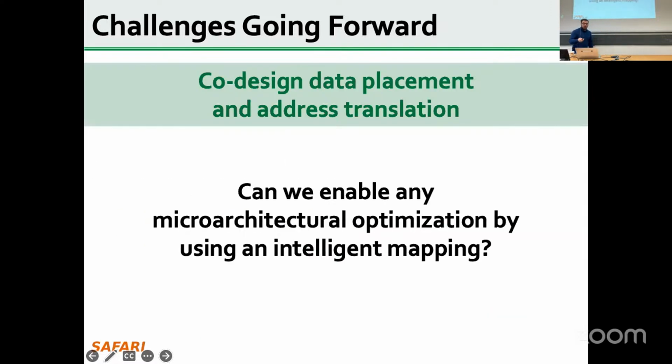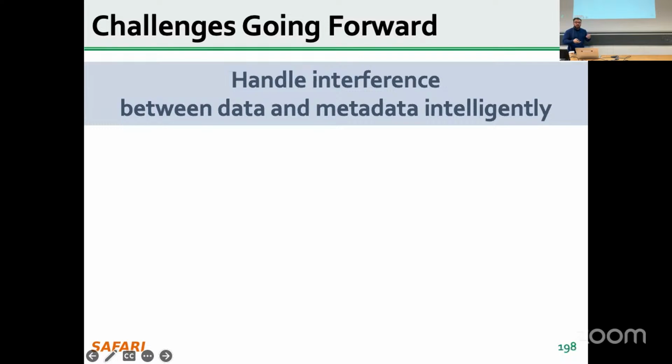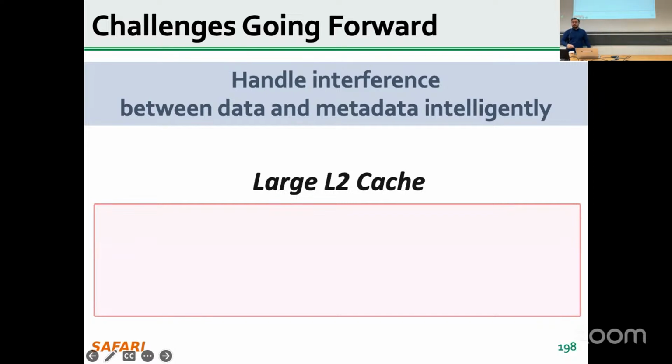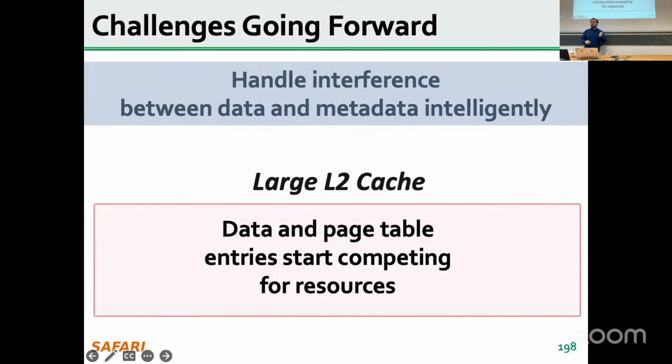And third, the question is, can we enable any other microarchitectural optimization by using intelligent mapping? This is something that I'm very interested in and I'm working on right now. Third, how can we handle interference between data and metadata intelligently? We have a larger L2 cache, and the L2 cache will become a lot larger in the future. Right now my data in the L2 cache might experience some locality because the L2 cache is very large. So the question is, when the data and the metadata, the page table data, start competing with each other, how do we intelligently handle the resources so that we can, at the same time, perform fast address translation and do not destroy the data accesses?